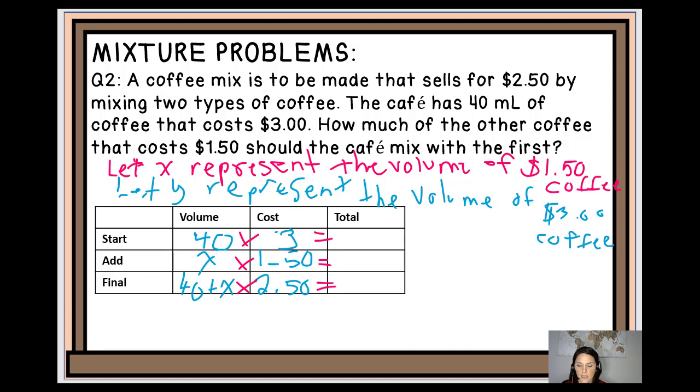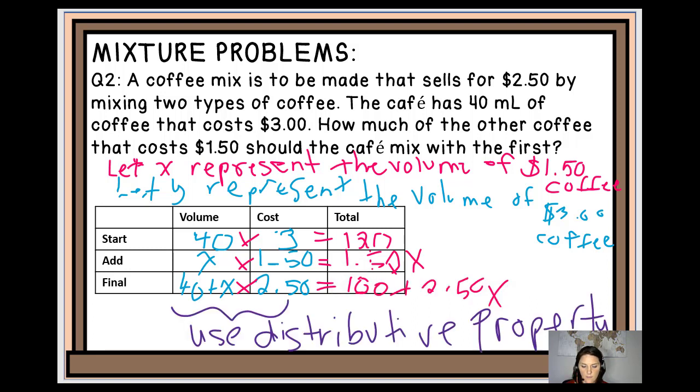So 40 times 3 is 120. X times $1.50 is $1.50x. For the last space, we need to make sure we use the distributive property: 40 plus X times 2.50. So 40 times 2.50 is 100, plus 2.50x. The total column gives us our two equations. The first equation is y equals 1.50x plus 120, and the second equation is y equals 100 plus 2.50x. And we can combine those by using the substitution method. So let's go ahead and do that.